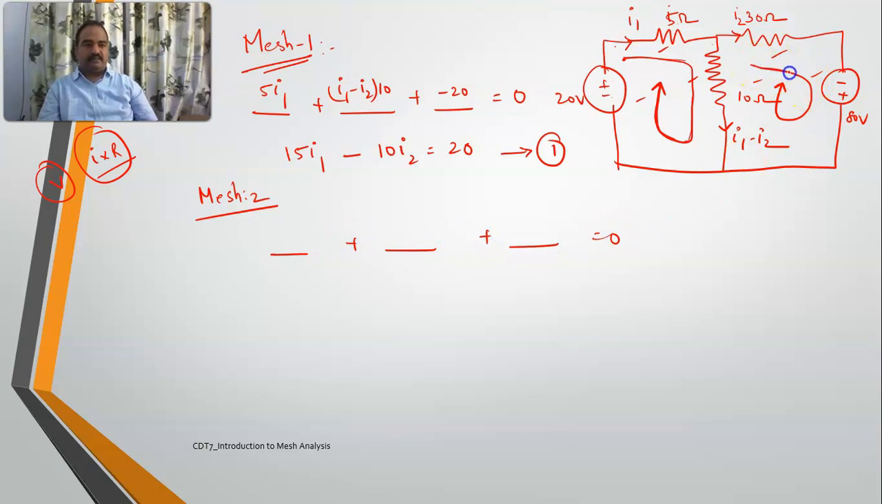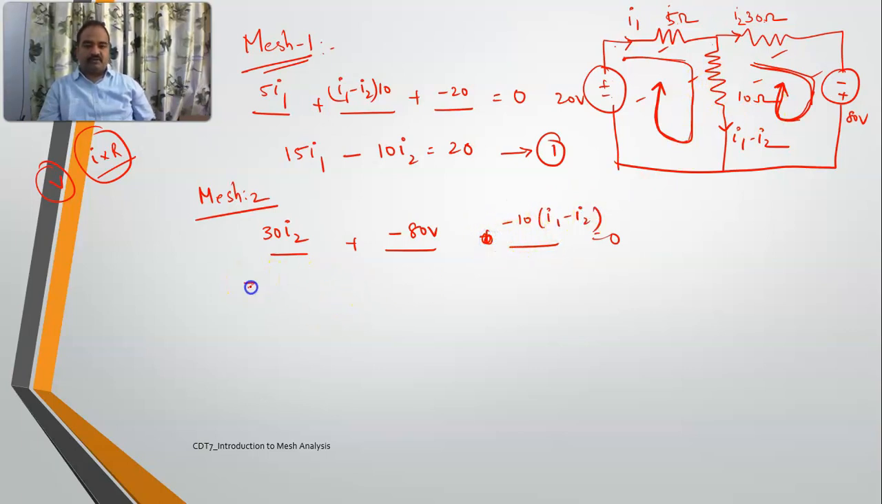From here I'll start. What is the voltage drop here? 30 into I2. See, I'm moving from minus to plus, so I'll get minus 80. Again here, the current is in this fashion, but my loop direction is in this fashion. So what I'll get is minus (I1 minus I2) into 10. So here minus 10 into (I1 minus I2). So instead of plus I should write here minus 10.